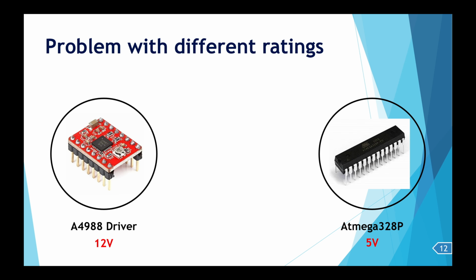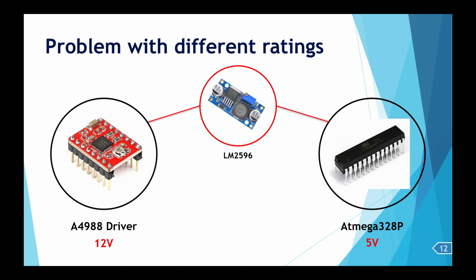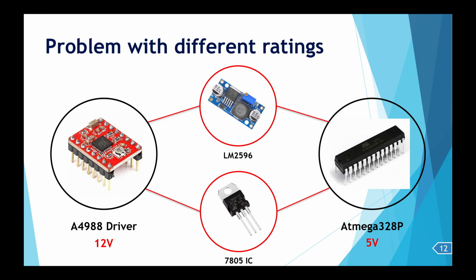Now this mismatch can be easily solved in two ways. The first one is you can either use a buck converter whose input will be the 12 volt and output will be the 5 volt. Otherwise, you can also use a 7805 regulator IC. You can use any of them, but the buck converter is a little more expensive than the regulator IC. That's why we are rejecting the buck converter right now, and we will use the 7805 IC.